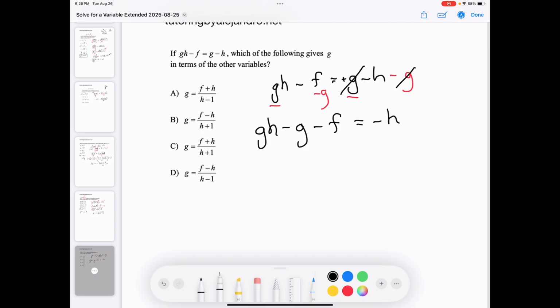Now I will get rid of the F. It's the next farthest thing from the G's. So the F is negative, so I will add F on both sides. Negative F plus F is 0. That gets rid of that. And I'm left with GH minus G equals negative H plus F, which I can just rewrite as F minus H. It's the same thing. Okay, good.